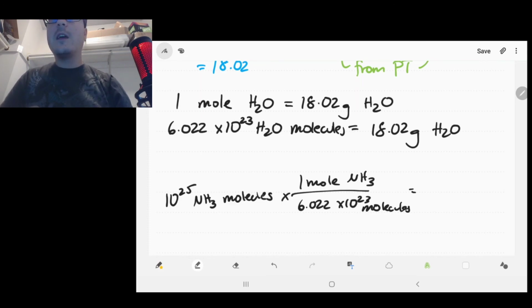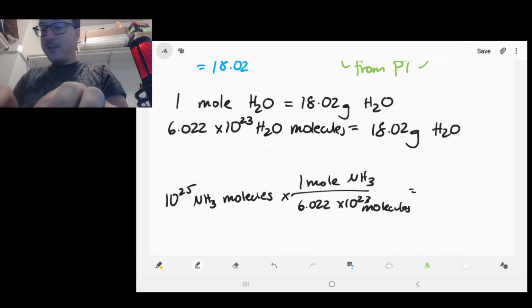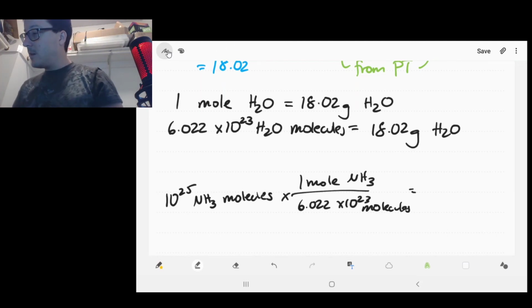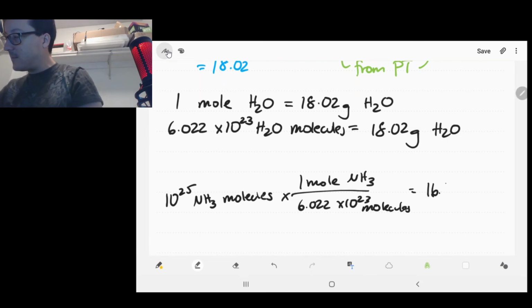So let me go ahead and, I don't even have a calculator in my closet here. So 10 to the 25 divided by 6.022 times 10 to the 23rd power. Let's hope this works out. Why are you giving me images, Google? There we go. I get 16.6 moles.